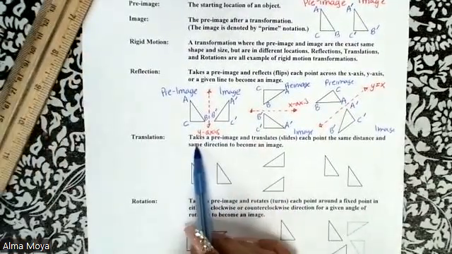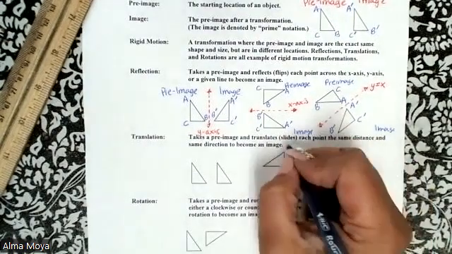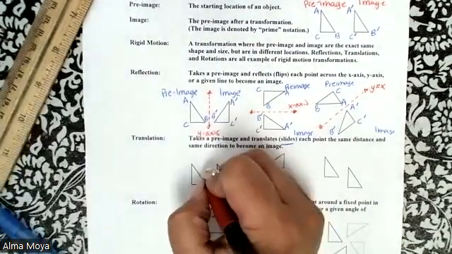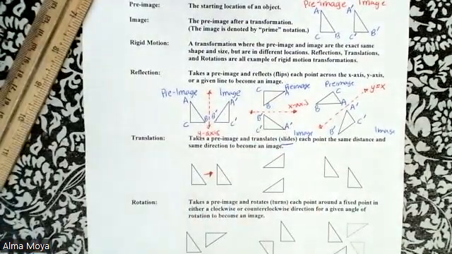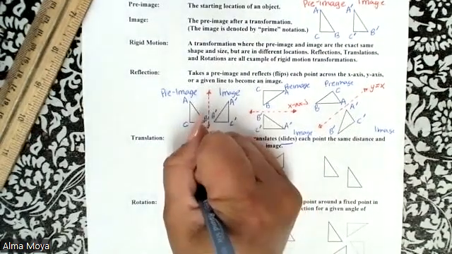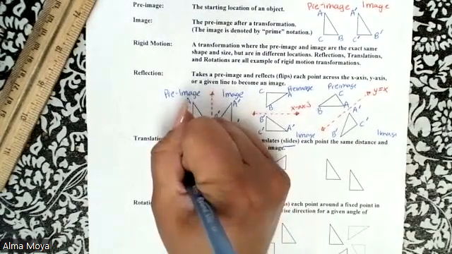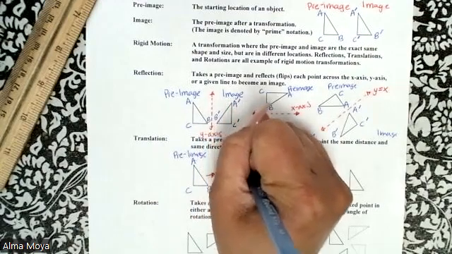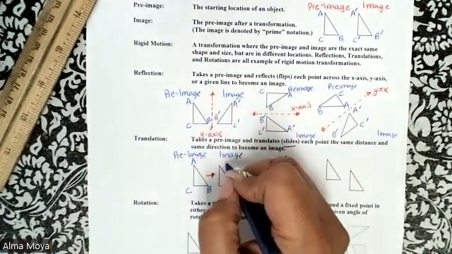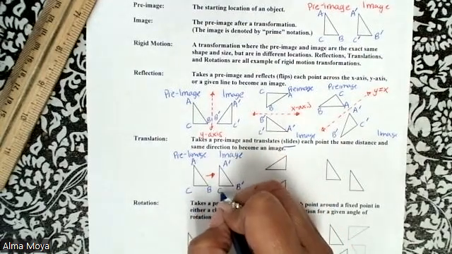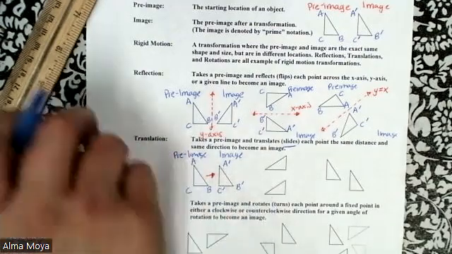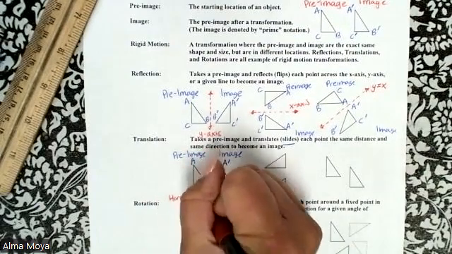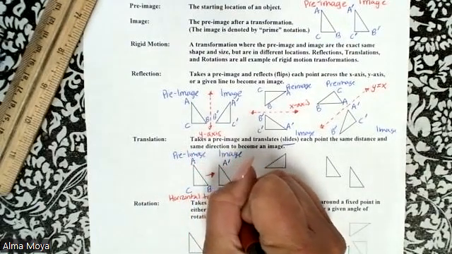Translation takes a pre-image and translates it. So basically it slides. So right here, it's going to slide this one that way. Okay. So I'm sliding this one to the right. That is a translation. So let's say that this is my A, this is my B, and this is my C. If this is my pre-image, if this is what I'm starting with, and I want to know what the image is, well, in that one, instead of being A, it's going to be A prime, B prime, C prime. This is a horizontal translation.